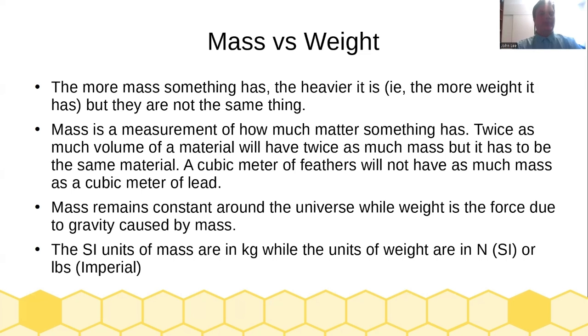So the main difference between mass and weight is that mass remains constant around the universe, while weight is the force due to gravity caused by mass. And then the SI units of mass are in kilograms, while the units of weight are in newtons or pounds for SI and imperial, respectively.